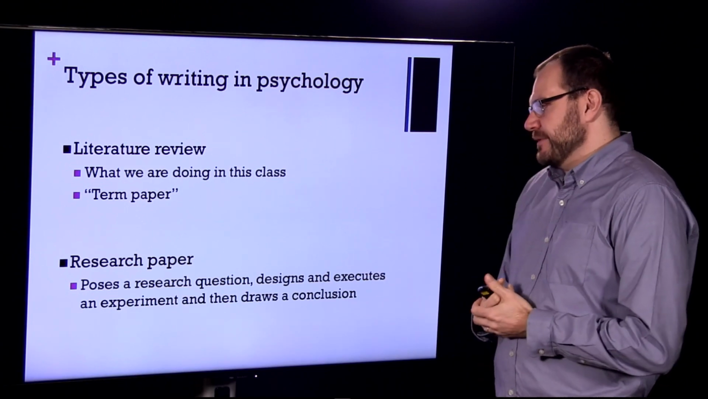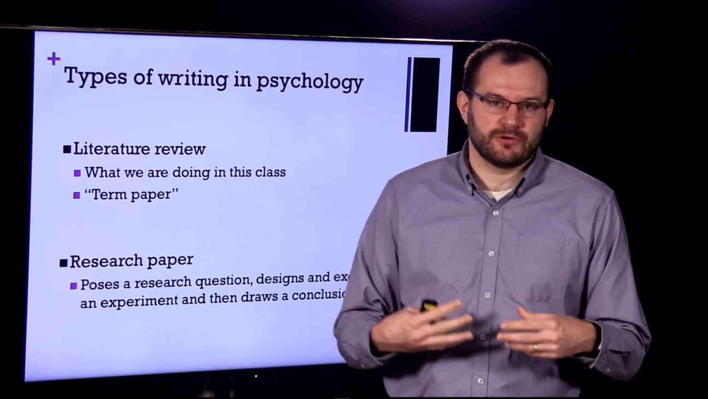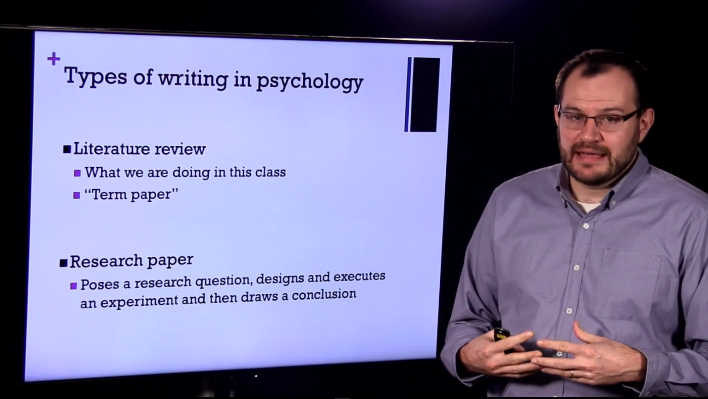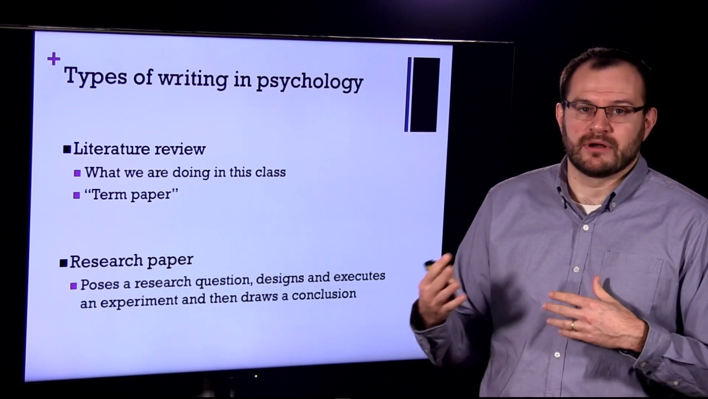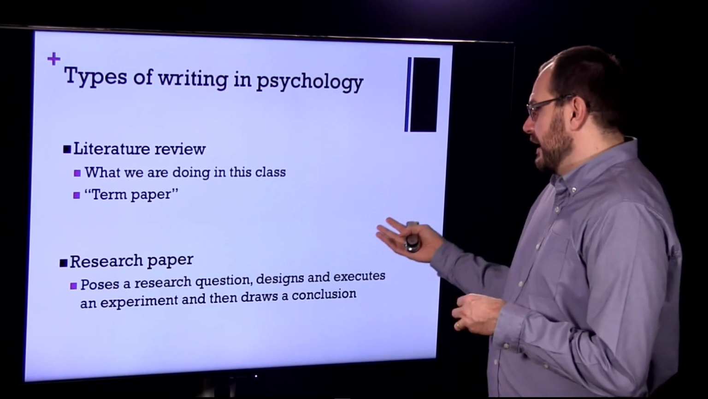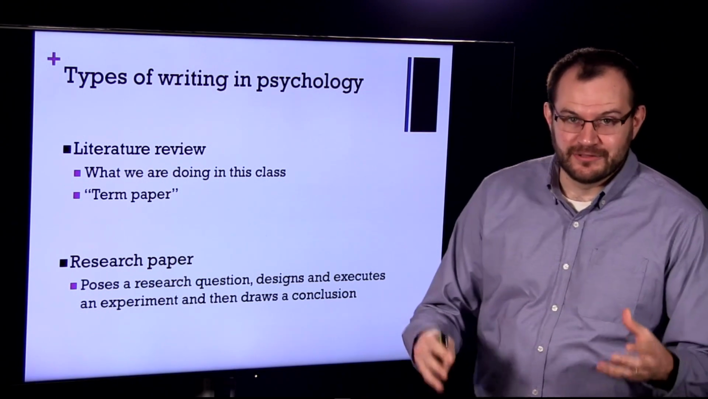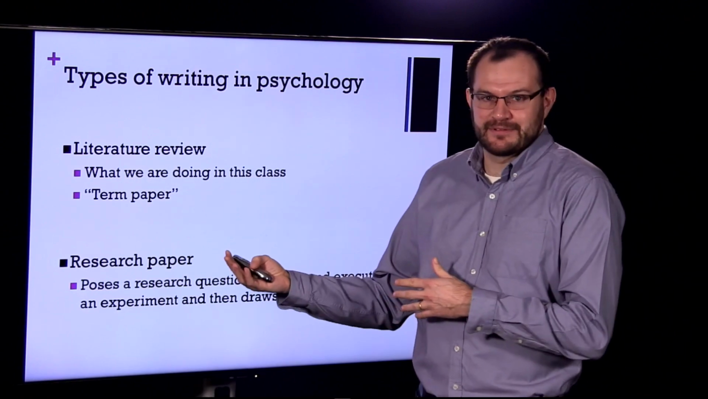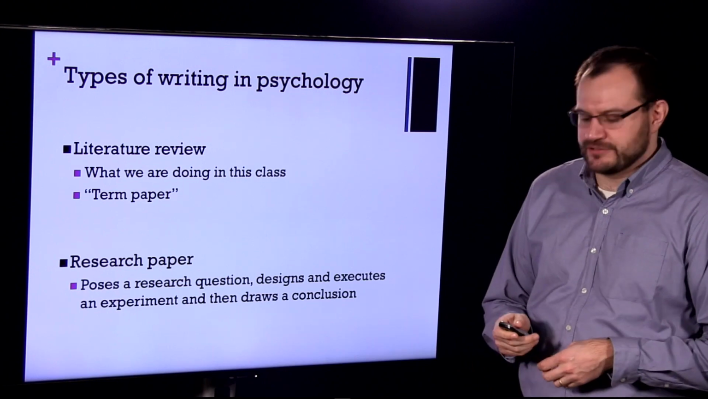Then we have a research paper. A research paper actually poses a research question of some sort, and it follows through with executing an experiment and drawing conclusions based on that experiment. So a research paper is what you guys will be reading to then summarize in your own papers. So two different types of writing in psychology, and this applies for a lot of different fields too.